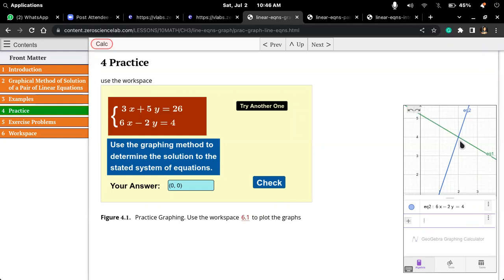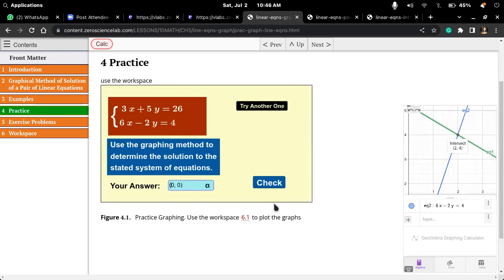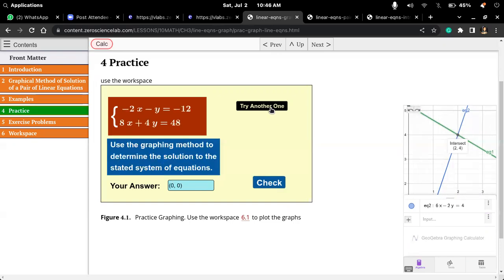Or you simply plot the graph and then find out the point of intercept. So this graphing method, simply use this tool to plot the graphs and then find out the solution, that's the intercept point. Okay, I will check whether it is correct or not. 2 and 4. So that is correct. Now I can go with another function, plot the graphs and then get the point of intercept and then enter here and verify whether it is correct or not.